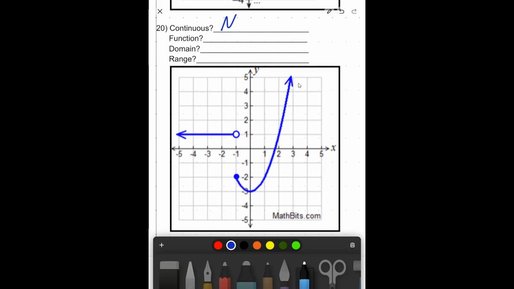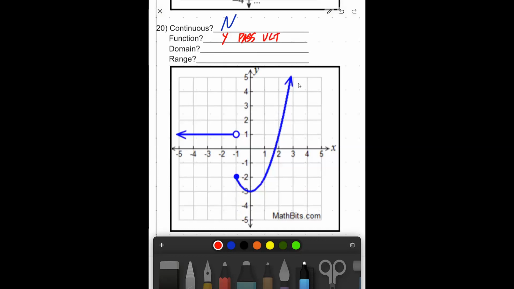Is it a function? The only place that's a question mark would be here, and it only hits the graph once. This is an open circle, so the vertical line is not hitting anything there, right? So it passes the vertical line test. So you would say yes, pass, VLT.